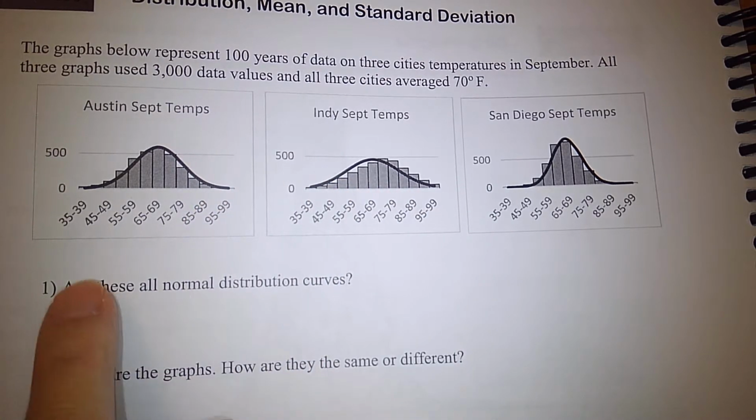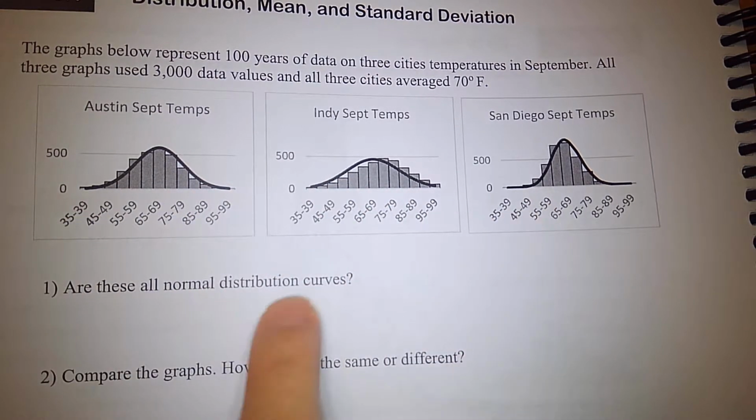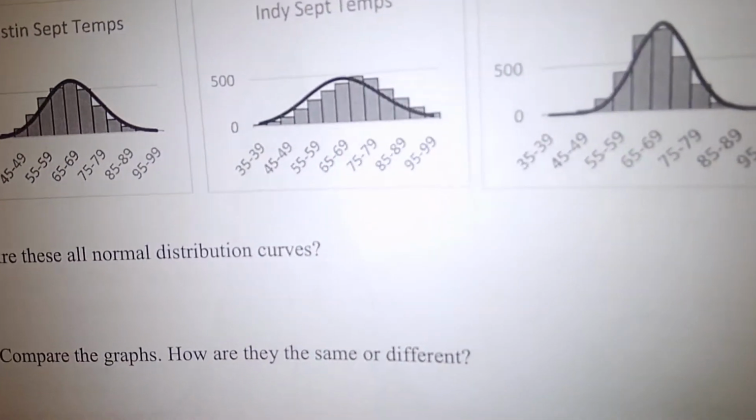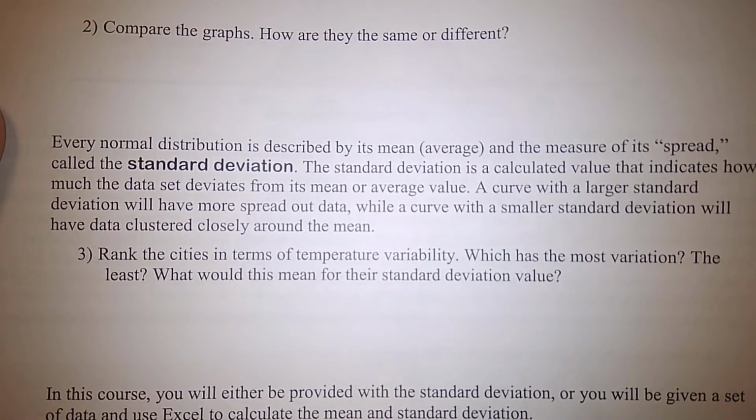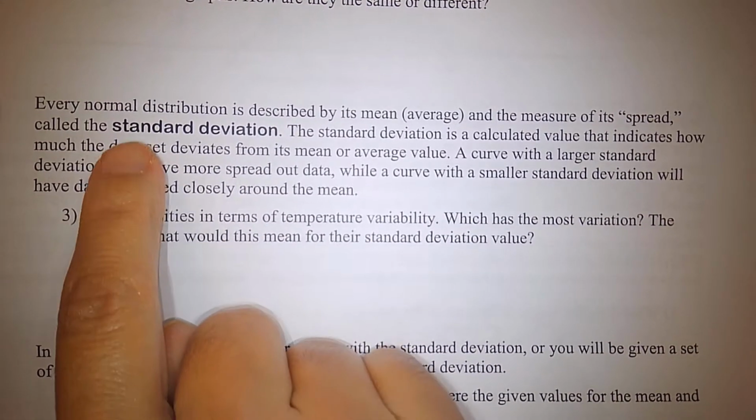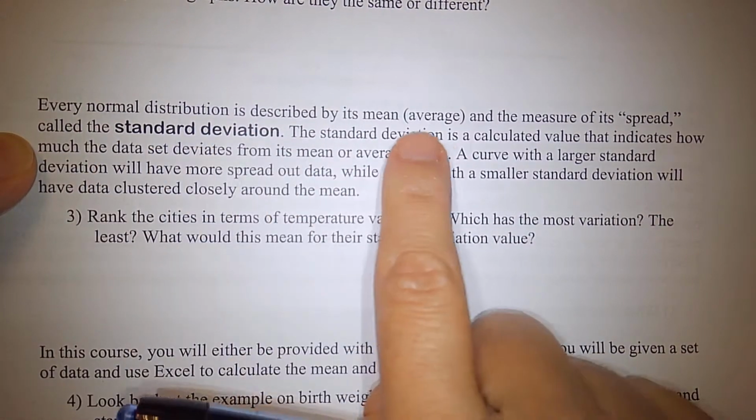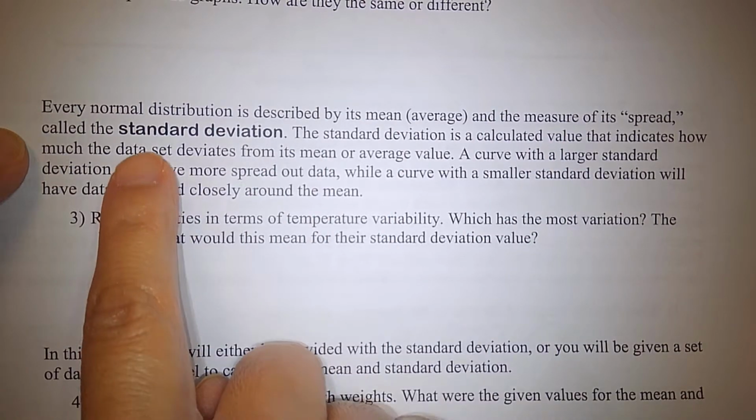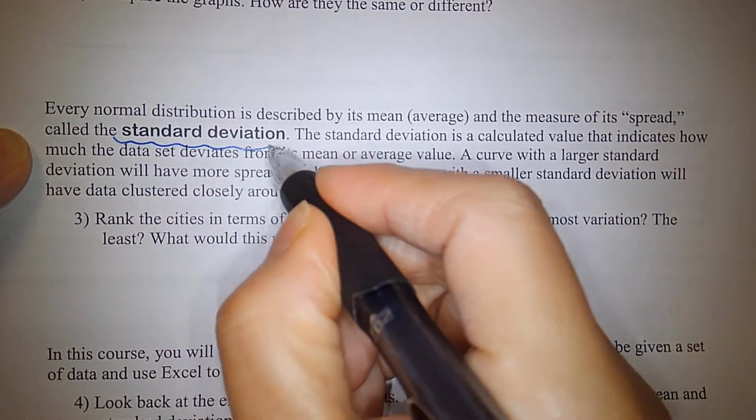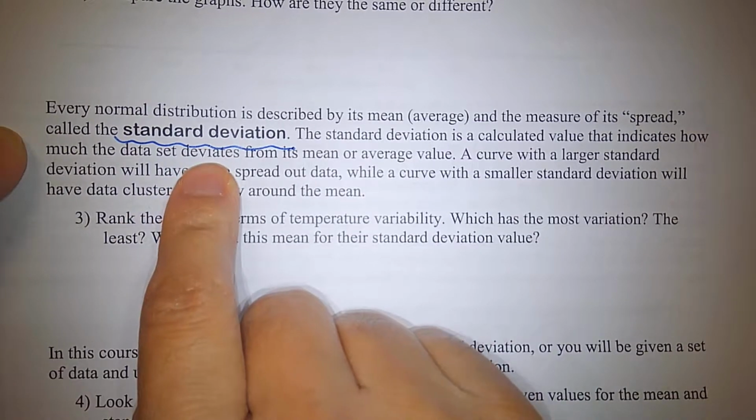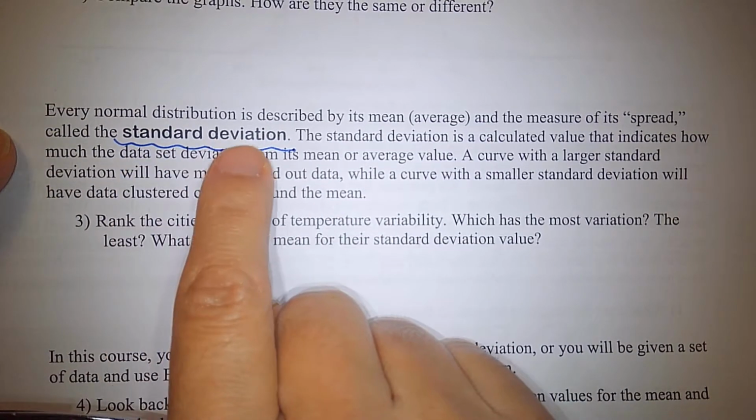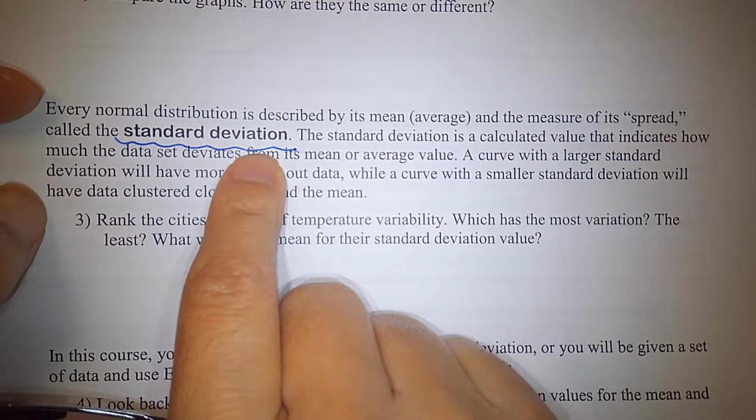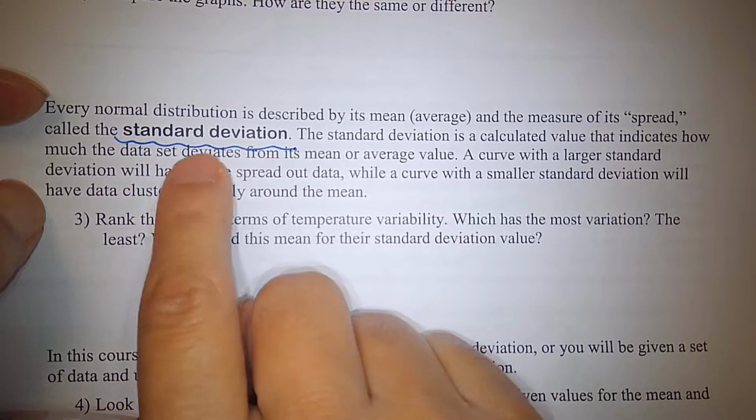So all three of these are normal distribution curves. However, they do not spread out the same. So how do we measure how spread out the data values are for a normal distribution? We use this word: standard deviation. I'm going to ask a volunteer to read this paragraph about standard deviation.